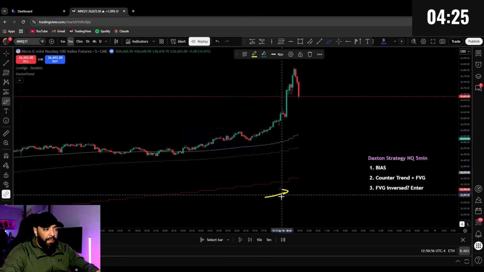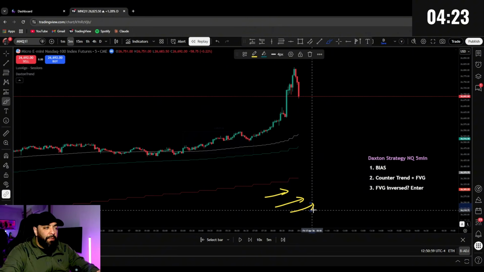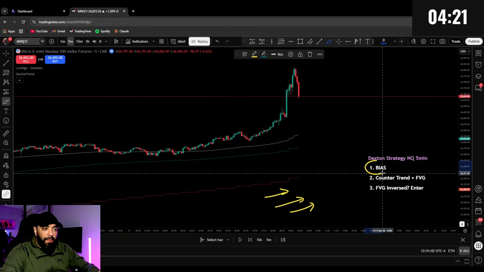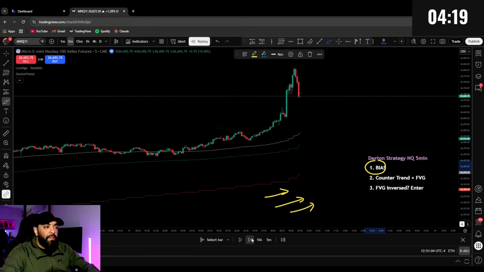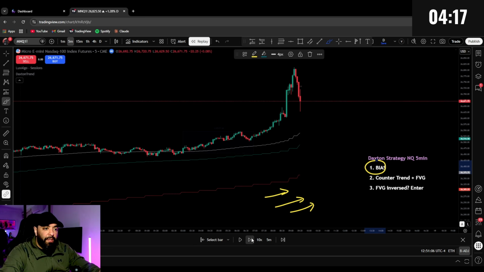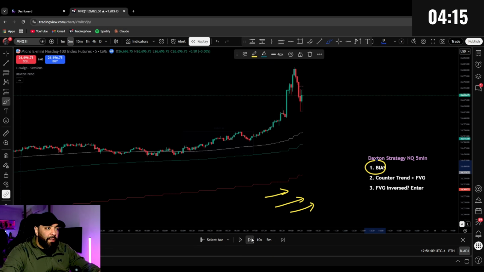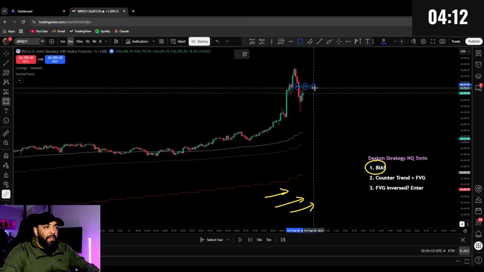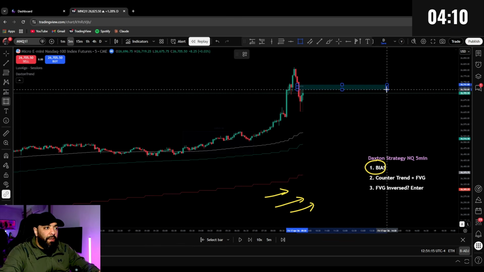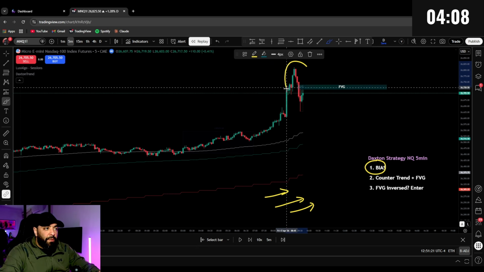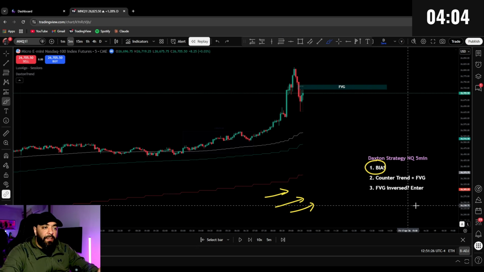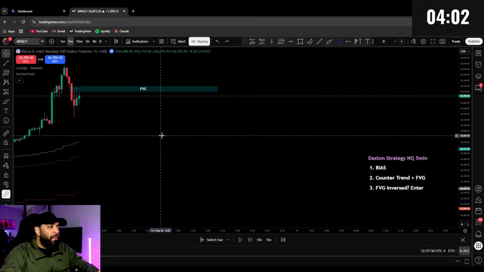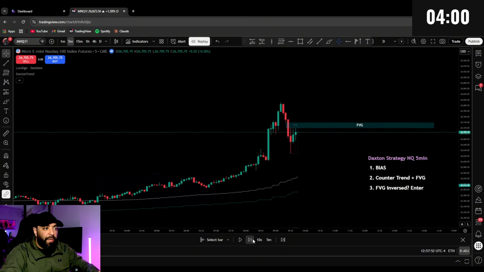We can clearly see that the EMAs are stacked pointing up, so our bias will be bullish. This is the first step. The second step is we need to look for a counter trend and a fair value gap inside this counter trend. We can clearly see that we have a fair value gap here in this counter trend. This is a pullback slash counter trend. We have an FVG inside it. This is step 2. Now all we need is for the price to break this fair value gap.